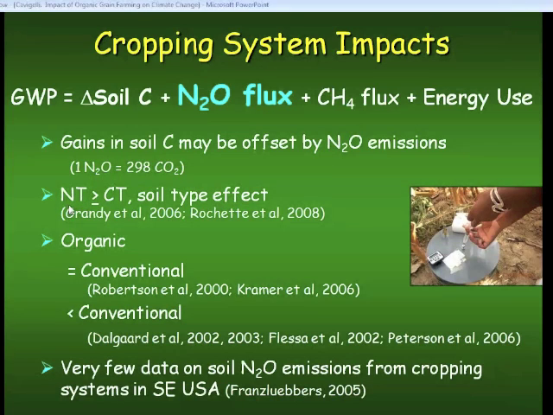The literature shows that no-till has either equal or greater N2O emissions than chisel-till, but this will vary by soil type, so it can be complicated. In terms of organic, there are some indications that organic has similar N2O emissions as conventional systems, but there's also a number of examples of organic having lower N2O emissions than conventional, and all these citations, however, are from Europe, so there's not that much data from the United States. There's also very few data on soil N2O emissions from cropping systems in the southeast U.S., which is where the study site that I'll be talking about later is situated.